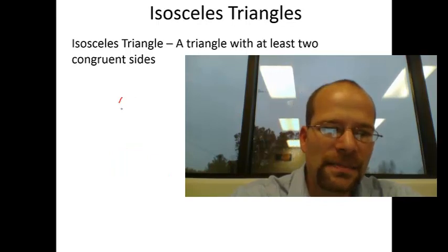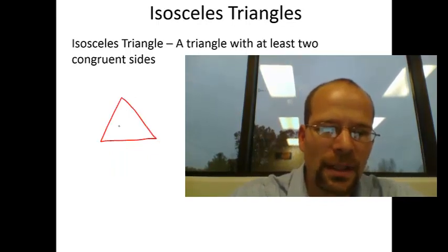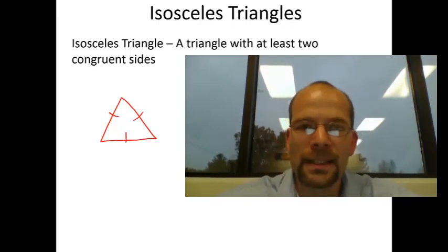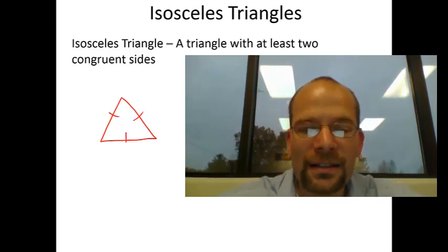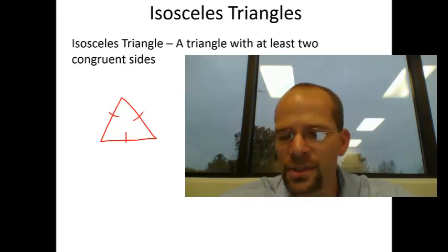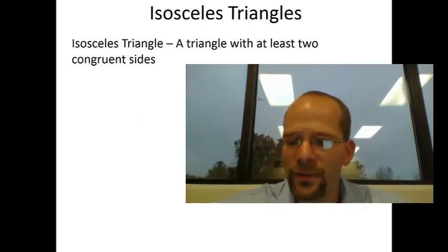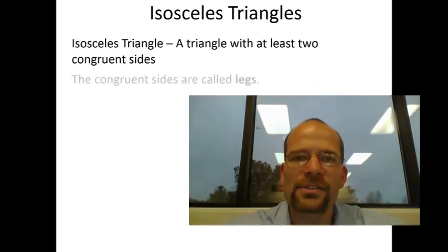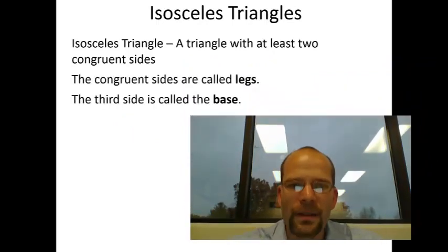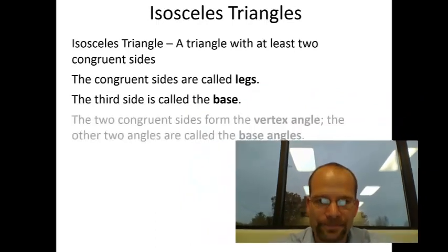Notice that just because there are more than two congruent sides, for instance, if I'm dealing with an equilateral triangle, that doesn't mean it's not an isosceles triangle. It still is. This is a different category of isosceles triangle. So at least two congruent sides is what we're looking for if we're trying to identify an isosceles triangle. Those congruent sides are called legs, and the third side is called the base.